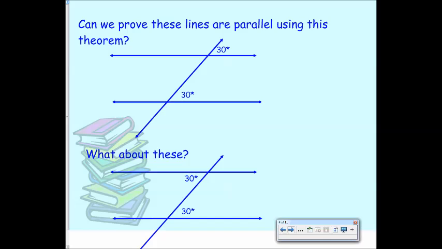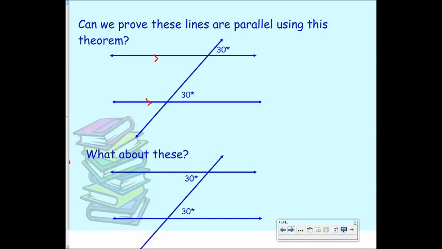So could we prove these lines are parallel using this theorem? Yes. Why? They're corresponding angles, and the angles are congruent. So yes, we could say that this line is parallel to this line.